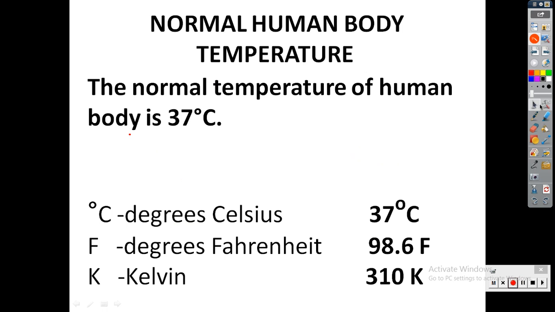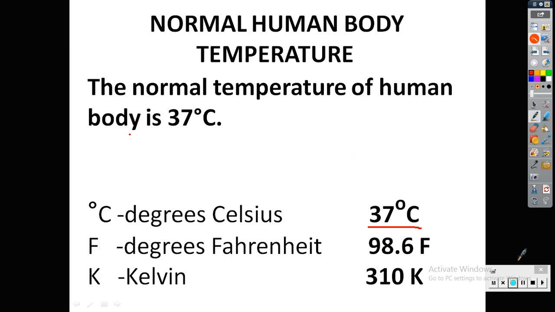Normal body temperature of a human being is 37 degrees centigrade. For measuring temperature we have different units. Degree Celsius is one unit, degree Fahrenheit is another unit, and Kelvin is another unit. There are 3 units here. In these 3 units, the normal body temperature is 37 degrees Celsius, 98.6 degrees Fahrenheit, and 310 Kelvin.